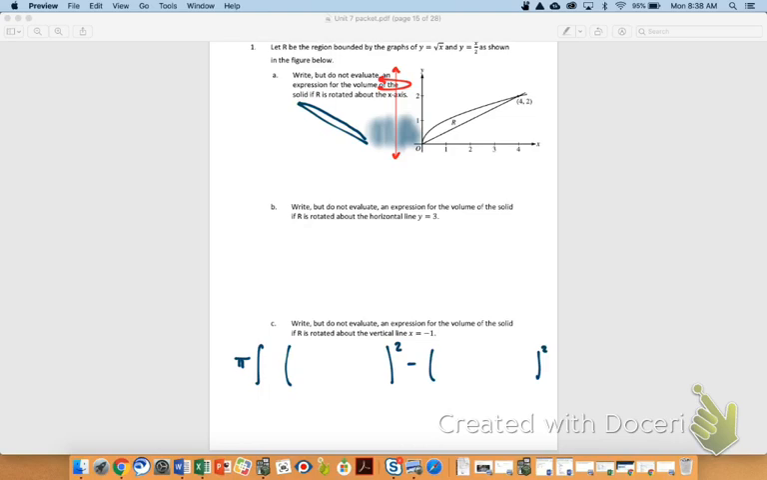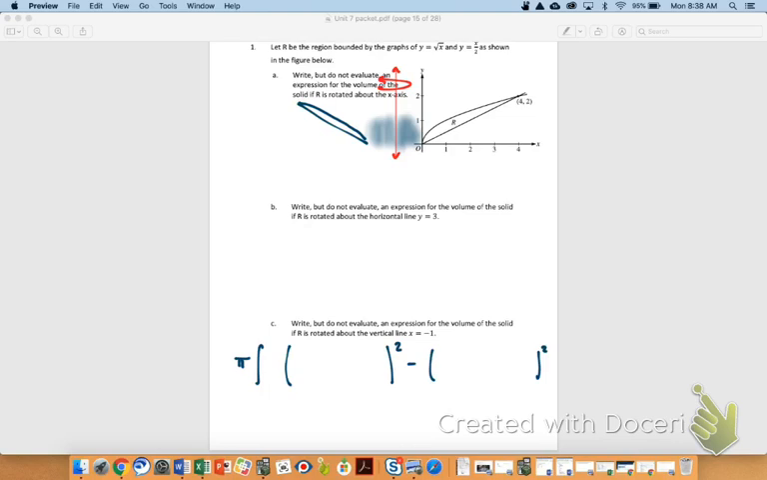Next step, really important, and it really has to be now. Would you guys say that the representative washers will be dy thick or will they be dx thick? Let me rewind a little bit. What's supposed to be the relationship between the representative element and the axis of rotation?